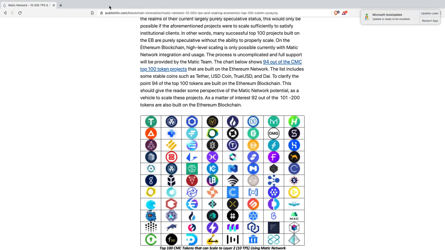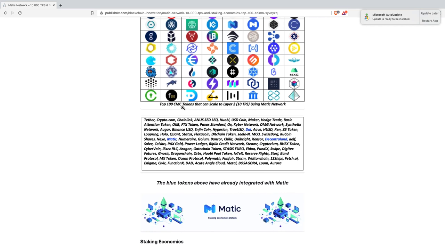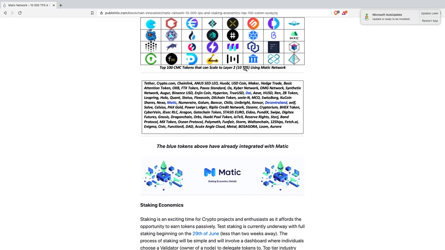The problem is that it has been unable to scale sufficiently, but the Matic Network team has solved this problem over the last few years. They have worked on developing the Matic side chains. Okay, top 100 CMC tokens that can scale to layer 2 using the Matic Network. And that should be 10,000 TPS there.